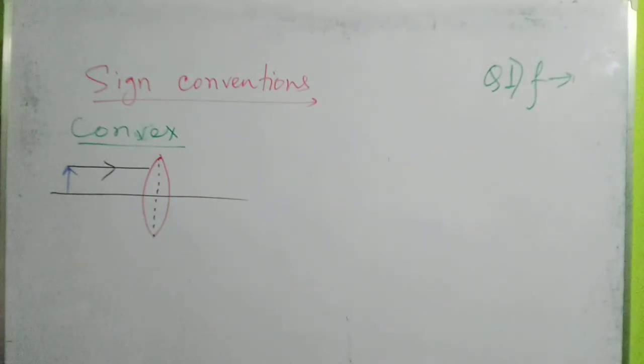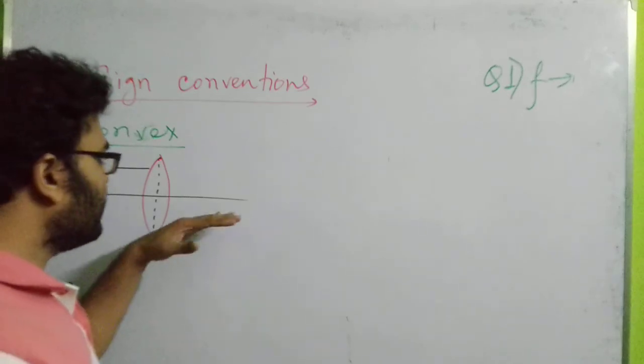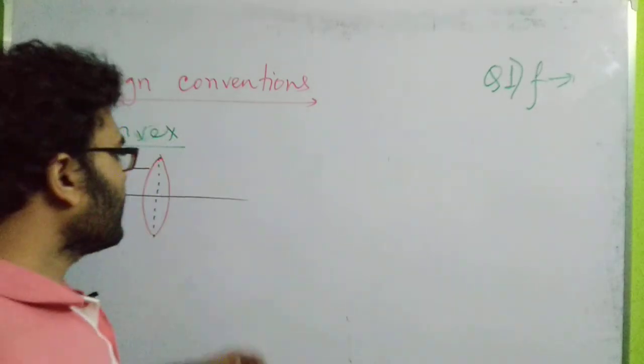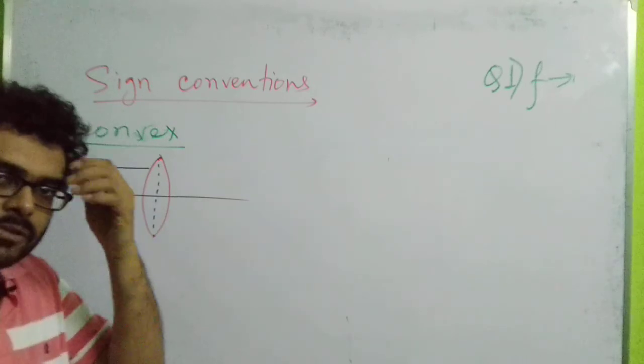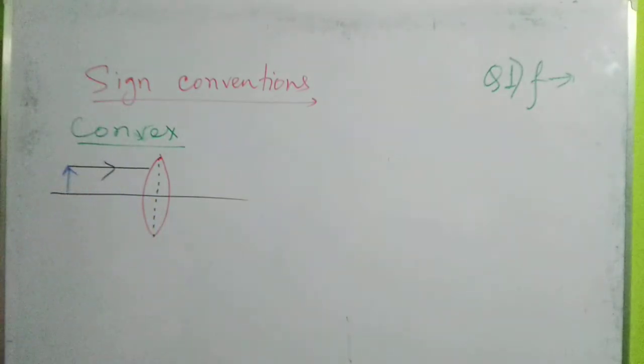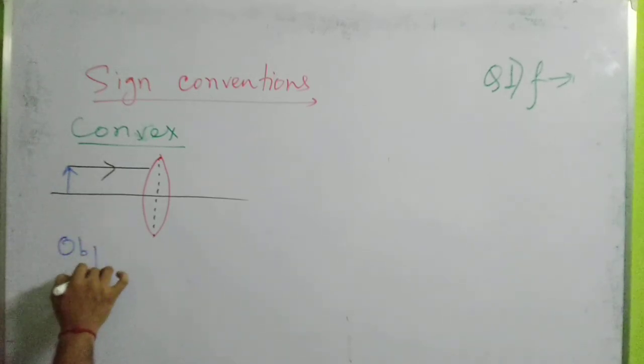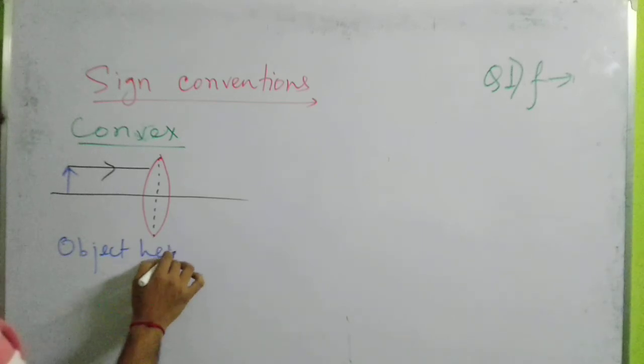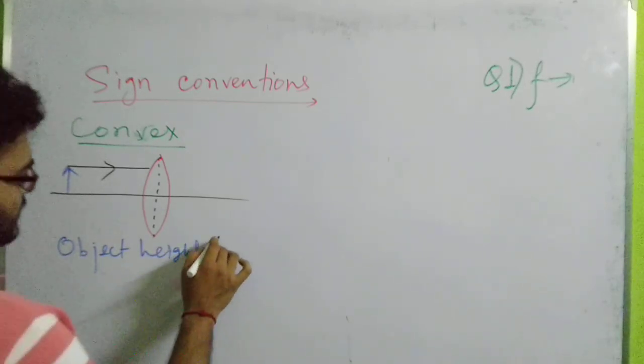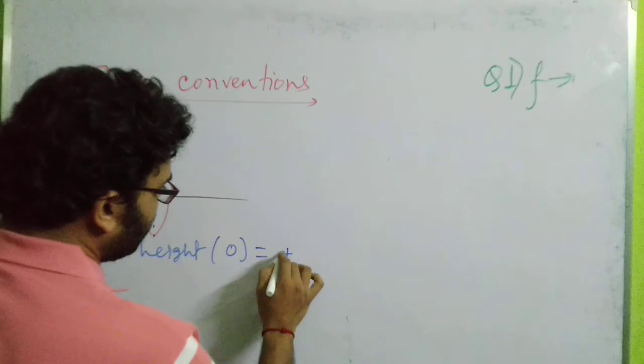Now regarding the sign convention, whatever is above the principal axis is taken as positive. Whatever is below the principal axis is taken as negative. So then you can easily understand that the object height that we are talking about, object height O, is positive.